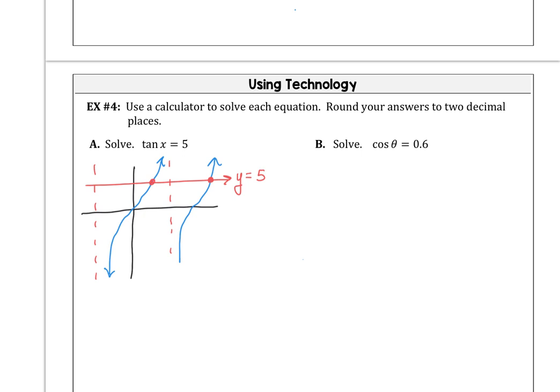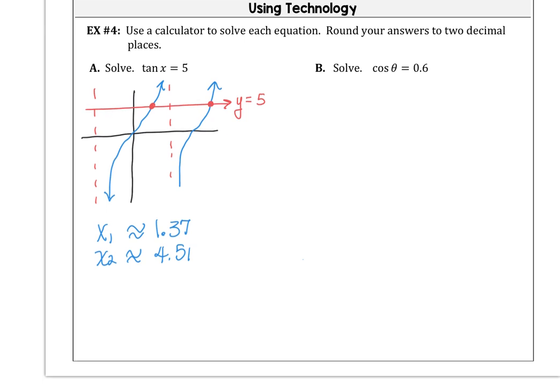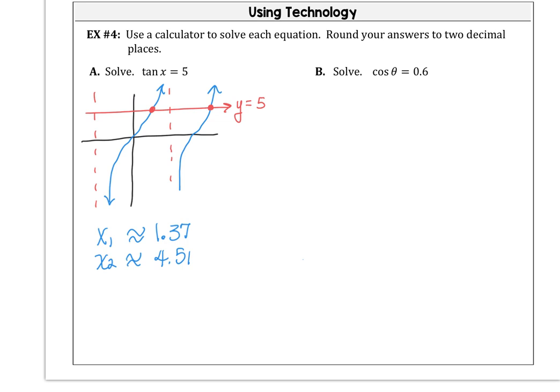The first one, x sub 1. Remember, I'm using my intersect feature. X sub 1 is about 1.37, and then x sub 2 is about 4.51. So they're pi units apart, which tells us that we can write a general solution. Our angle measurement x would be the first one, 1.37 plus pi k, where k is an integer. So they're going to repeat every pi radians.